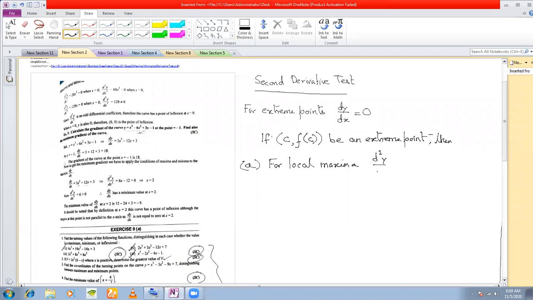d2y/dx2 is less than 0 at x equal to c. For local minima, d2y/dx2 is greater than 0 at x equal to c. Okay, now what does this mean? Let us take an example and illustrate this.